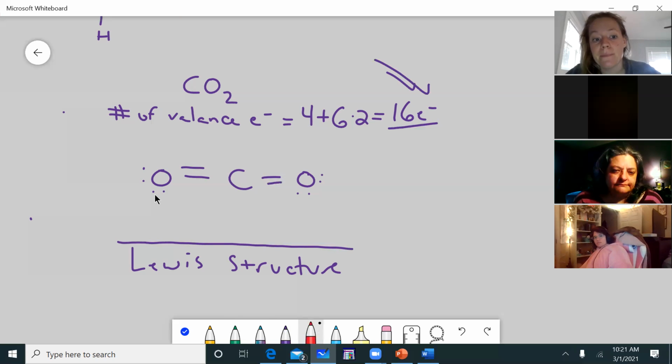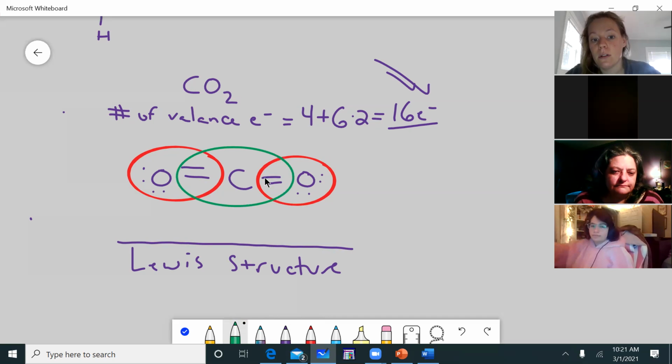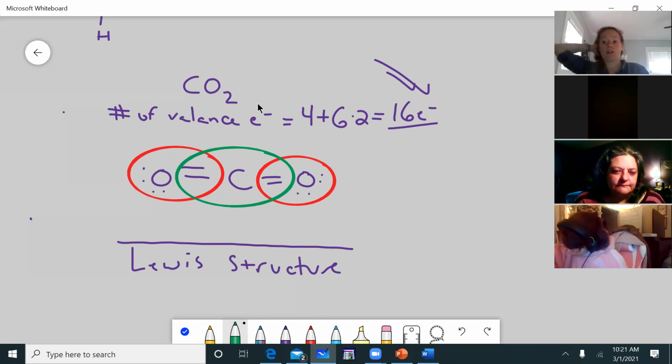Is everybody happy? These oxygens here have access to 8: 2, 4, 6, 8, and 2, 4, 6, 8. And then what about carbon in the center? He's much happier now. 2, 4, 6, 8. Everybody has access to 8 electrons.